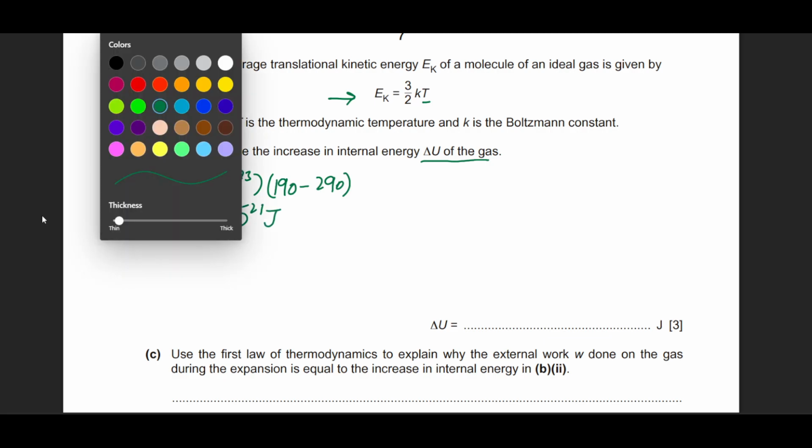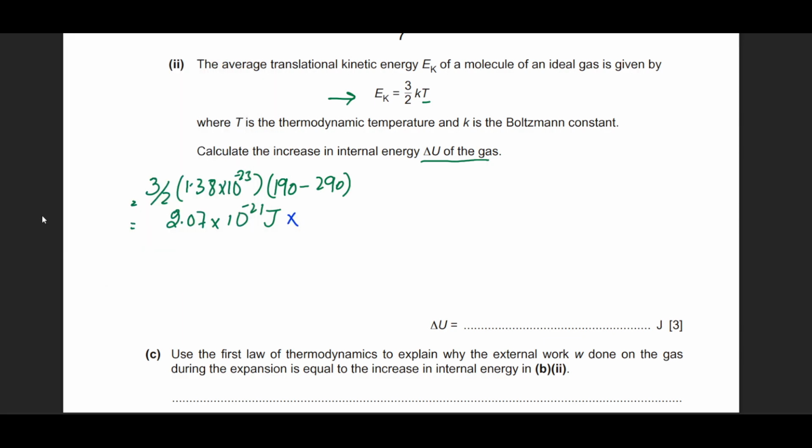Now this is because of just one atom, right? How many atoms do we have? We have 6.6 into 10 raised to the power 23 atoms. When you do that, you're going to get 1366 joules, which is roughly going to translate to 1400 joules, right?